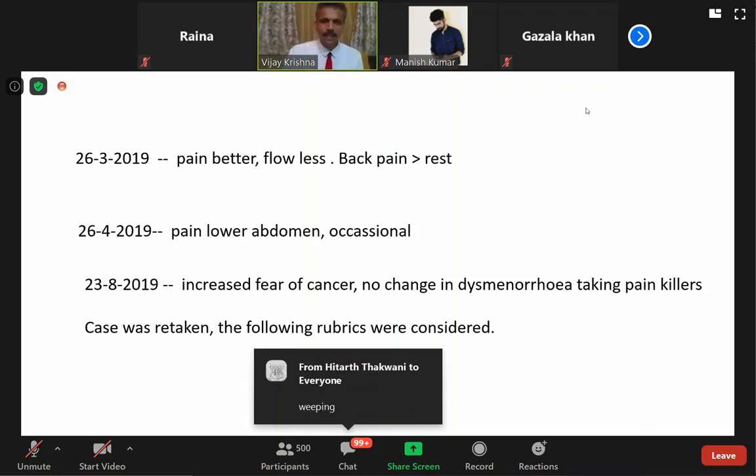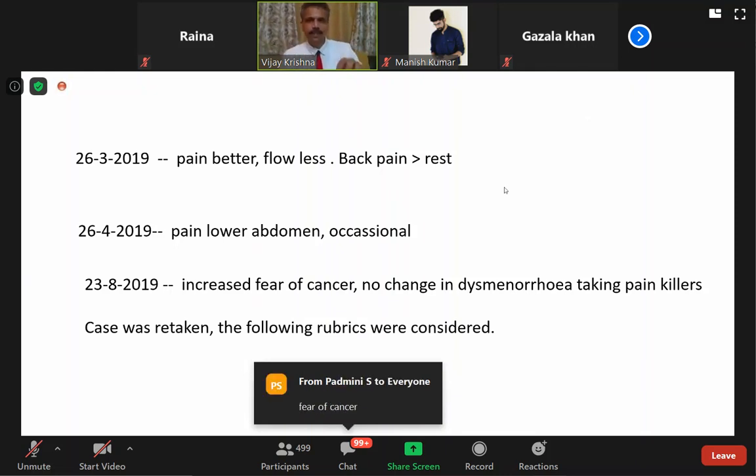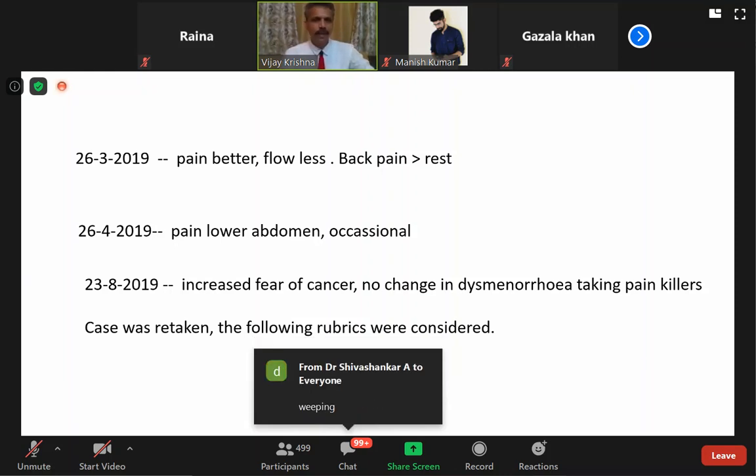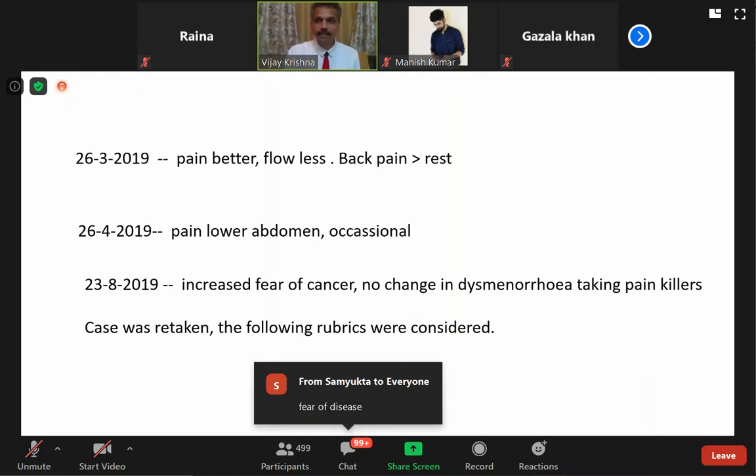See, personally, I have not taken fear of cancer because, as I was trying to tell you, in that low economic group, for them, any small cut, any small growth, they have a feeling it is cancerous.